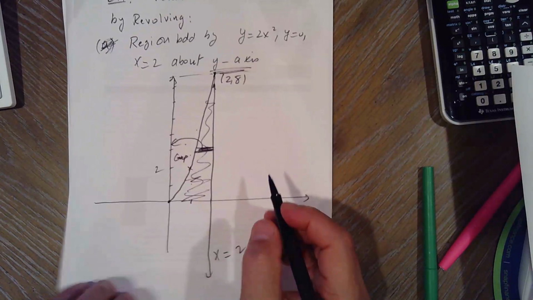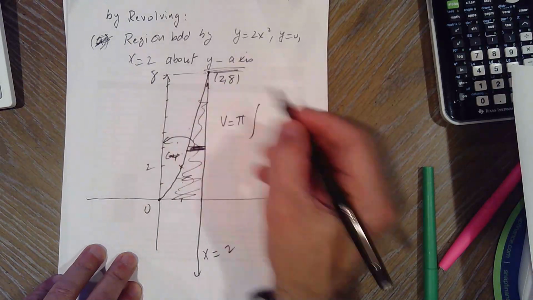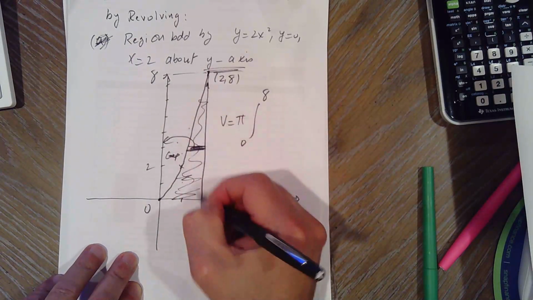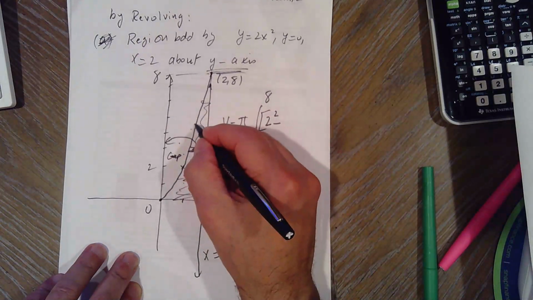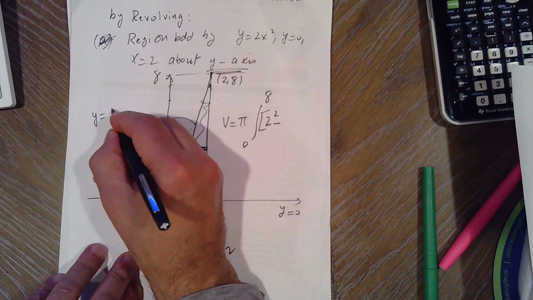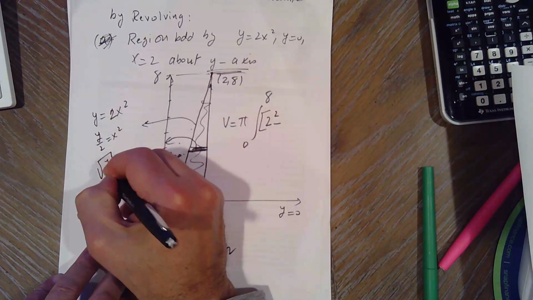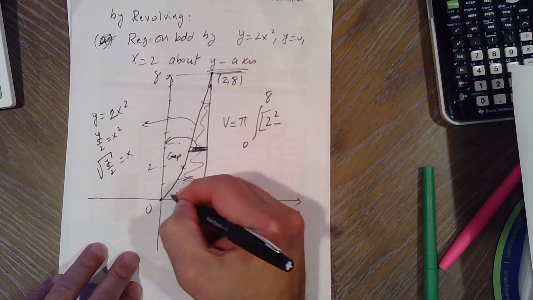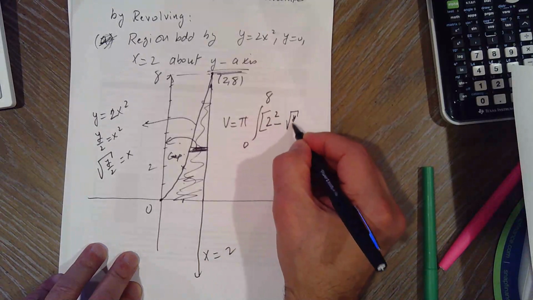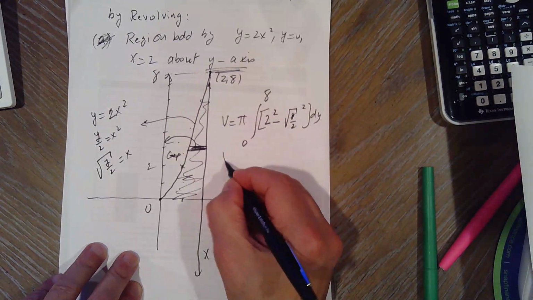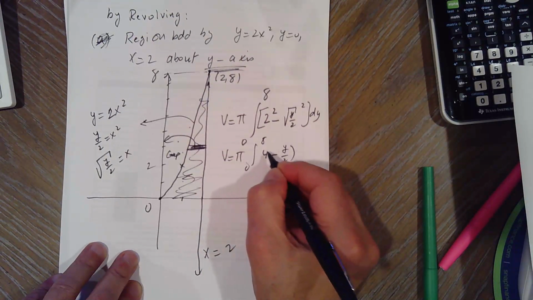That's why it's washer. So pi, the y values from 0 to 8 for that region. The outer x equals 2, so 2 squared minus the inner. Inner is y, but we need x, not y, so y over 2 is x squared, so x is the square root of y over 2. It's positive because x is a positive value here, first quadrant. So square root of y over 2 squared dy. 0 to 8, 4 minus y over 2 dy.